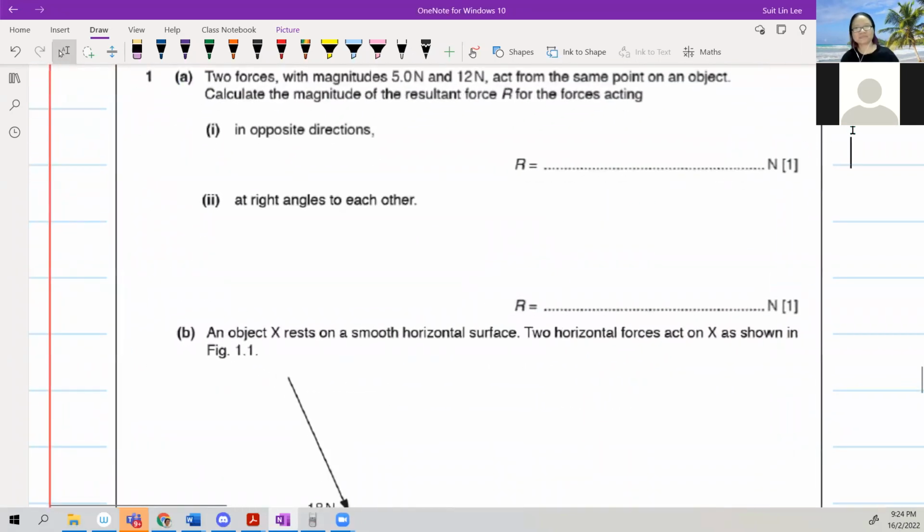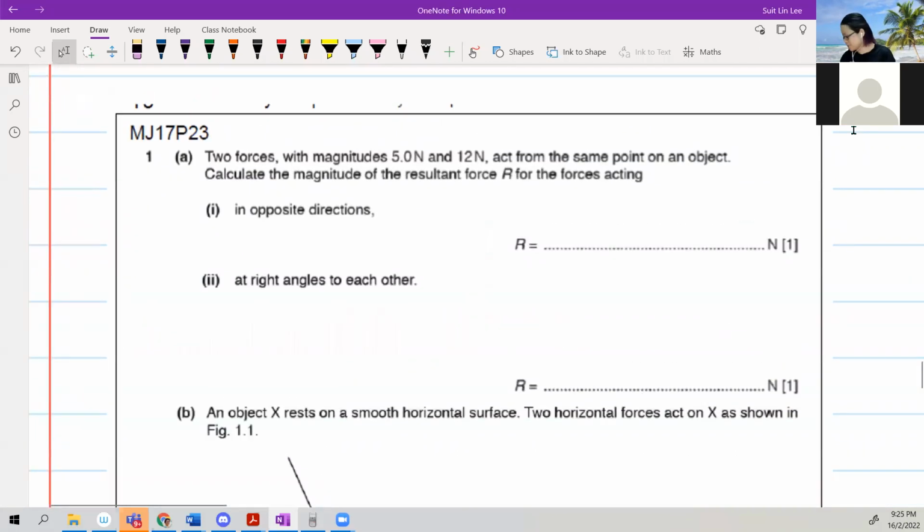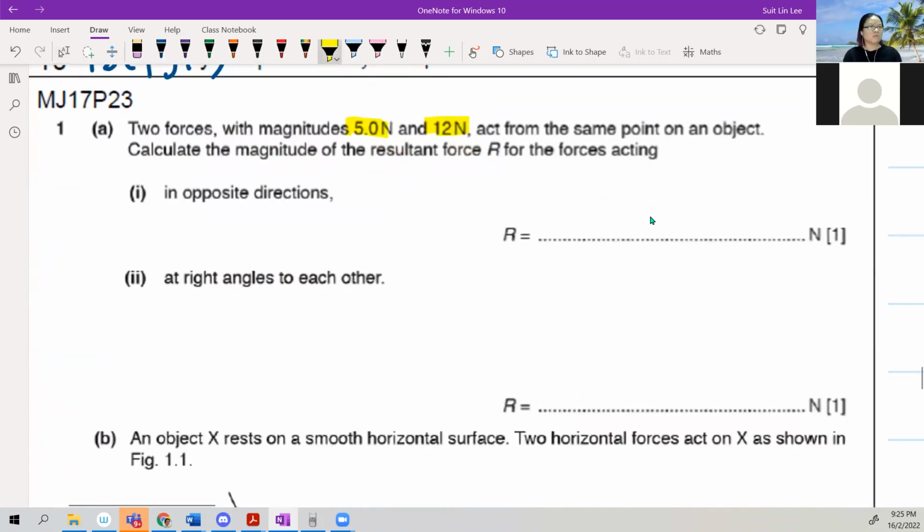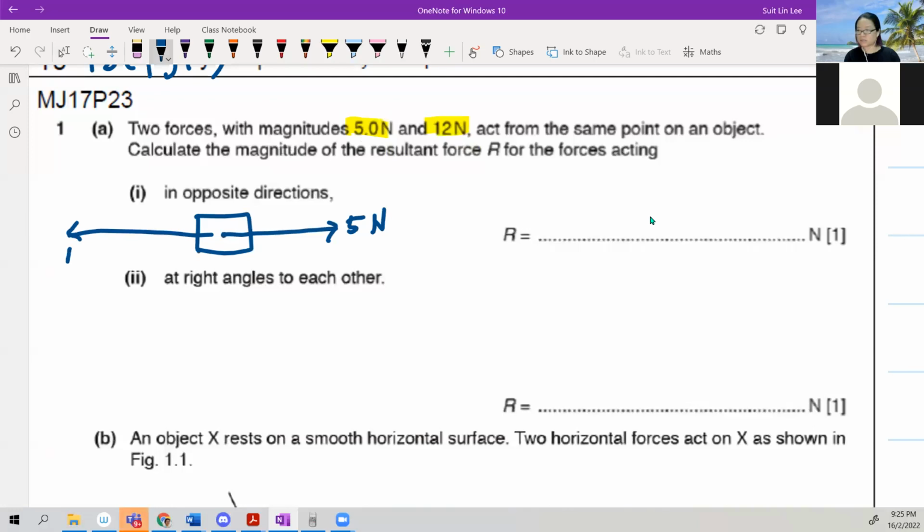Okay, so here, it starts off by warming you up first. It says that there are 2 forces. This is P2, page 10. With magnitudes 5 and 12 Newton, acting from the same point on an object. Okay, I'm going to draw an object. So this is my object, and I'm boring, so I'm going to draw a box, okay? And they act on the same point, but in opposite direction. So maybe I have 5 Newton in this direction. Maybe I have 12 Newton all the way back in this direction.